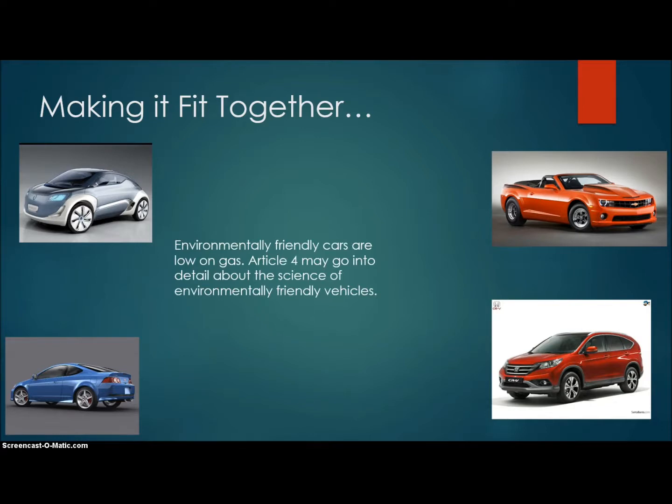So, for example, let's say the environmentally friendly cars, they're low on gas. Of course, that's pretty awesome. A lot of times they say they're electric cars, so it's using very little gas. So we'll say Article 4 may go into detail about the science of environmentally friendly vehicles. It may name a few cars that are eco-friendly. It may just give some explanation as to why they're eco-friendly. So in this case, we can summarize it just a little bit.